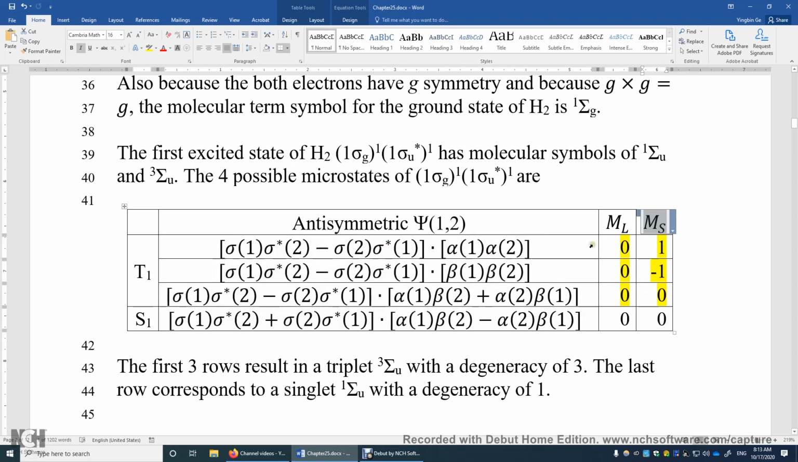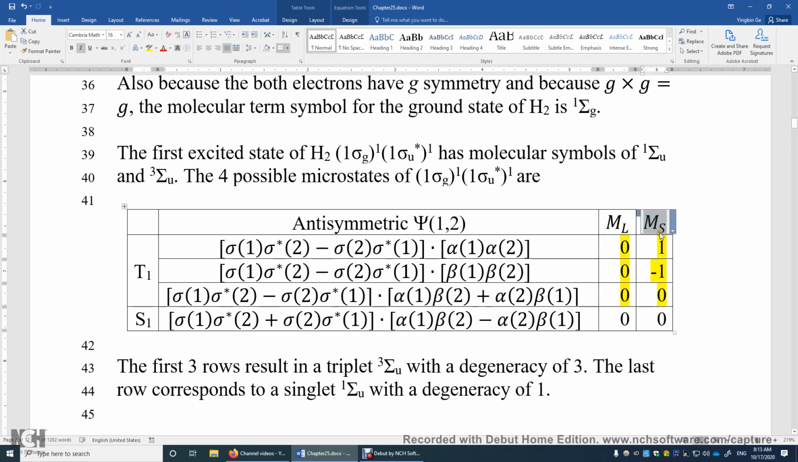In these 4 cases, M sub L is 0, 0, 0, 0. Why is that? Sigma orbitals always have M sub L equal to 0. So no matter how you do these combinations, whatever microstates you have, m sub L for individual electrons are always 0. Therefore, the sum is always 0. This capital M sub L is the sum of the lowercase m sub L for individual electrons.